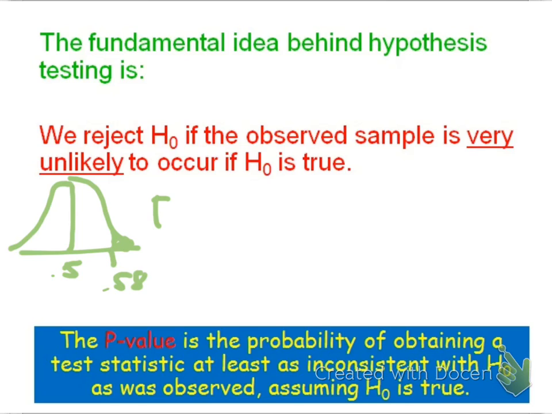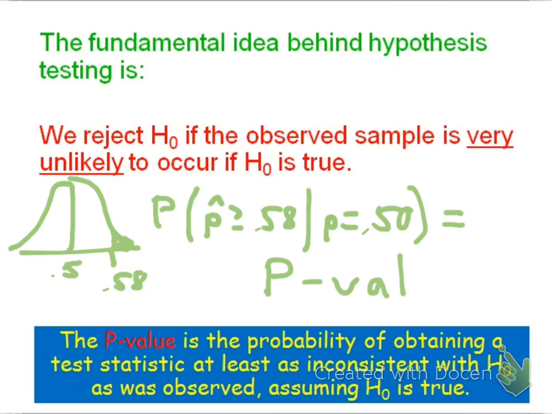But basically what we're saying is, when we collect 58%, how likely is it that we would get a sample that comes out as 58% if the population is supposed to be 50%? The probability of that happening is our p-value. And we want to look at that p-value and assess how small it is.